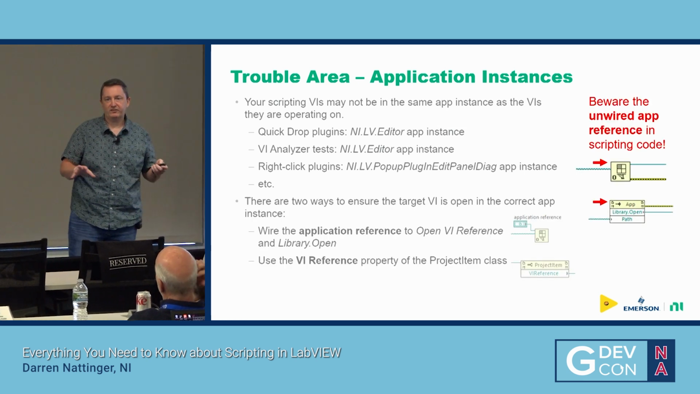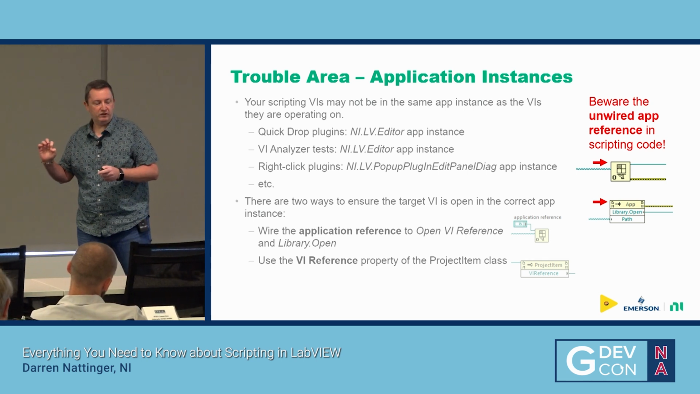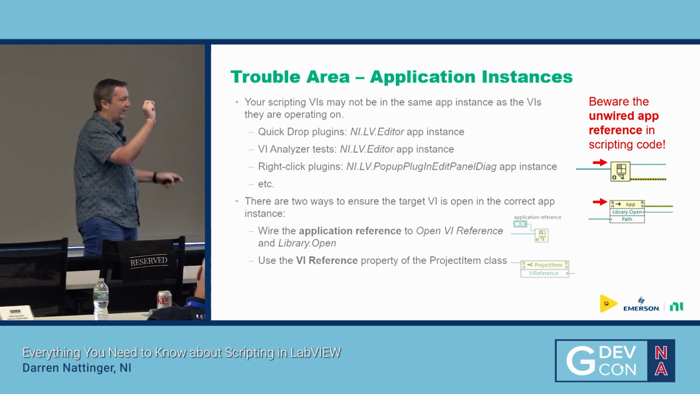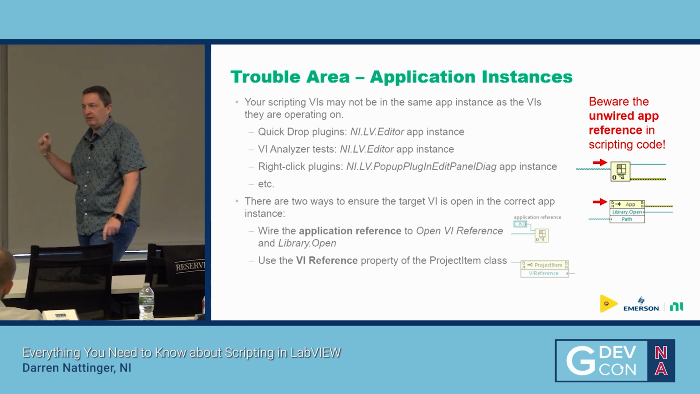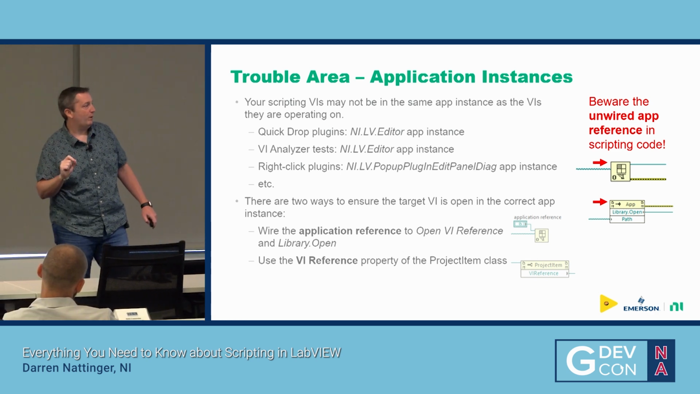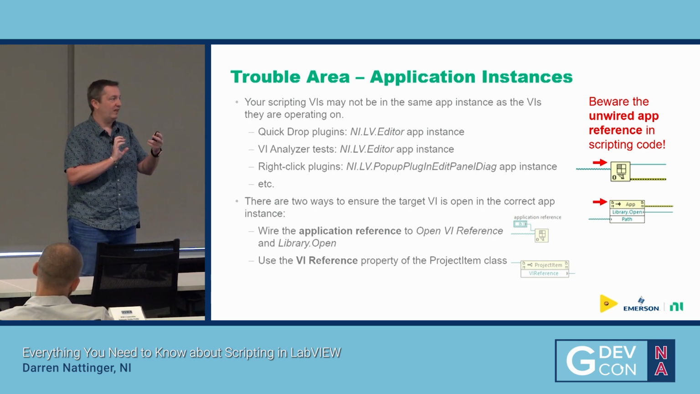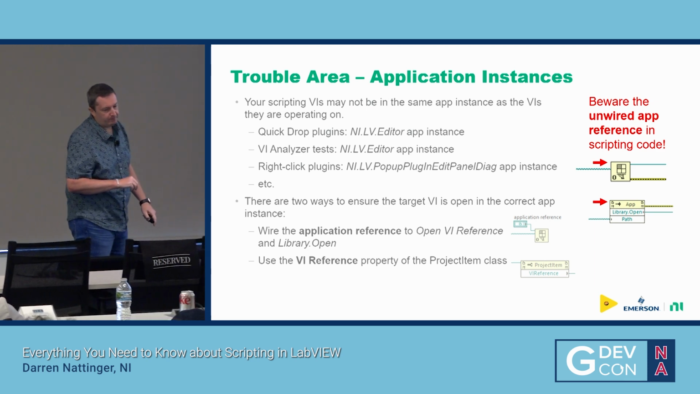Here's some red text. Beware when your scripting code has an unwired application reference. If you're writing scripting code and you don't wire anything to the app instance of the open VI reference or the app instance of the library open method, you might end up having trouble because you're going to start opening VIs in application instances that you're not supposed to. You're supposed to open it in the one where the owning VI lives.